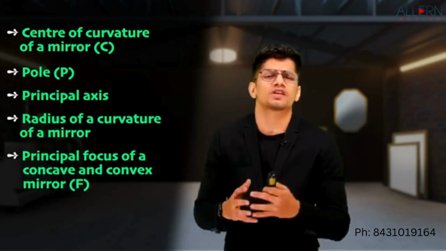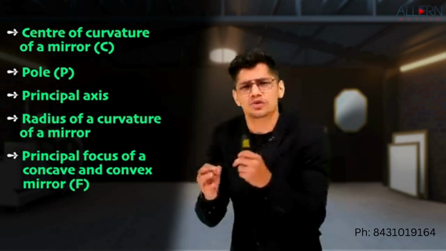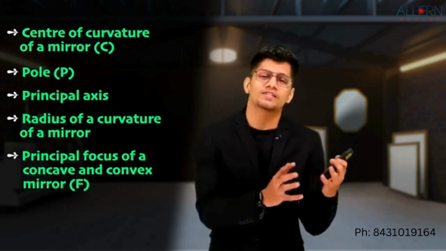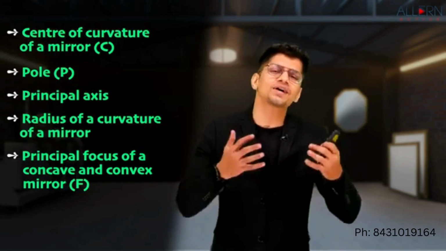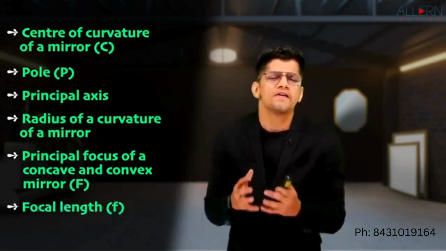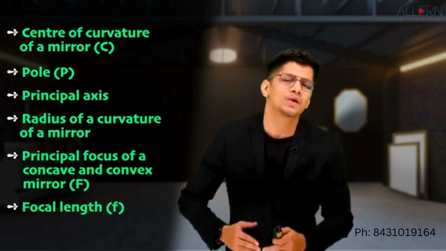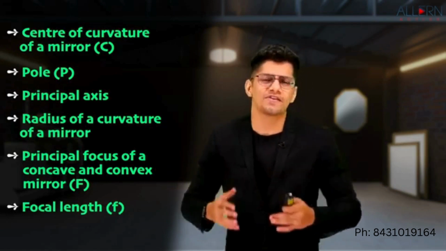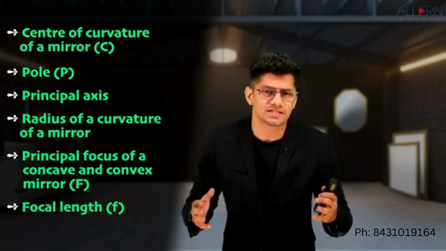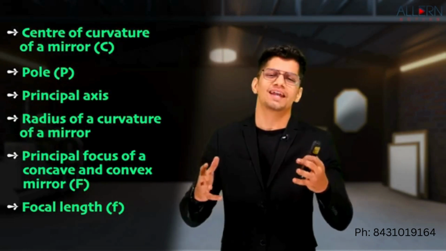Then we understood the principal focus of a concave mirror and a convex mirror. In a concave mirror, the rays of light actually meet at the focus. That means it is a real focus. And in a convex mirror, the rays of light appear to meet at the focus, and that focus is a virtual focus. And finally, focal length is nothing but the distance between the pole and the focus, and we have found a relation between the focal length and the radius of curvature, which is that focal length is half of the radius of curvature.